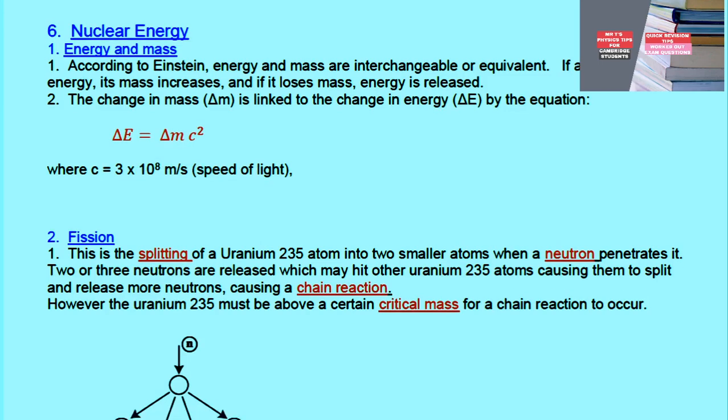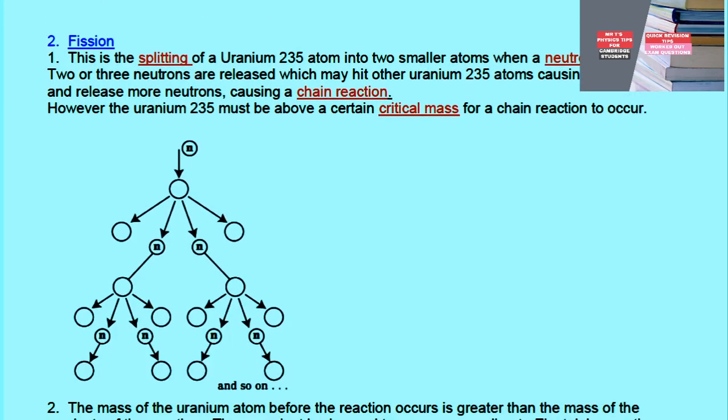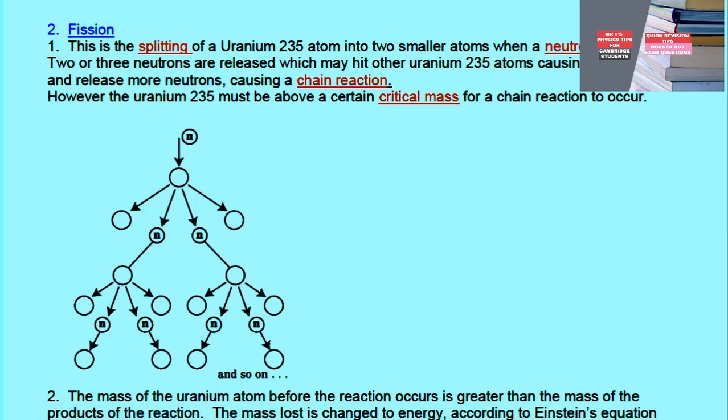Fission. This is the splitting of a uranium-235 atom into 2 smaller atoms when a neutron penetrates it. 2 or 3 neutrons are released, which may hit other uranium-235 atoms, causing them to split and release more neutrons, causing a chain reaction. However, the uranium-235 must be above a certain critical mass for a chain reaction to occur.